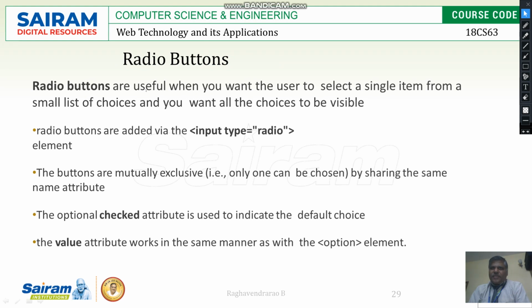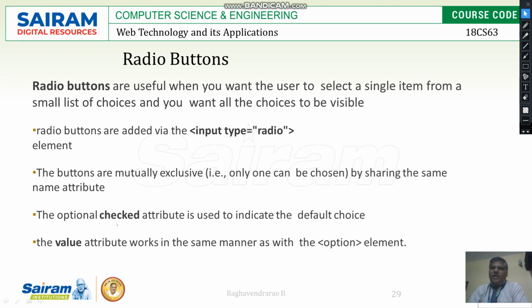Then there are radio buttons. Radio buttons are created for selection, like MCQs. Four options will be given, and you will click on one of the options, or by default one will be selected. Basically, radio buttons are used for the selection operation. Only one option is going to be chosen among these.